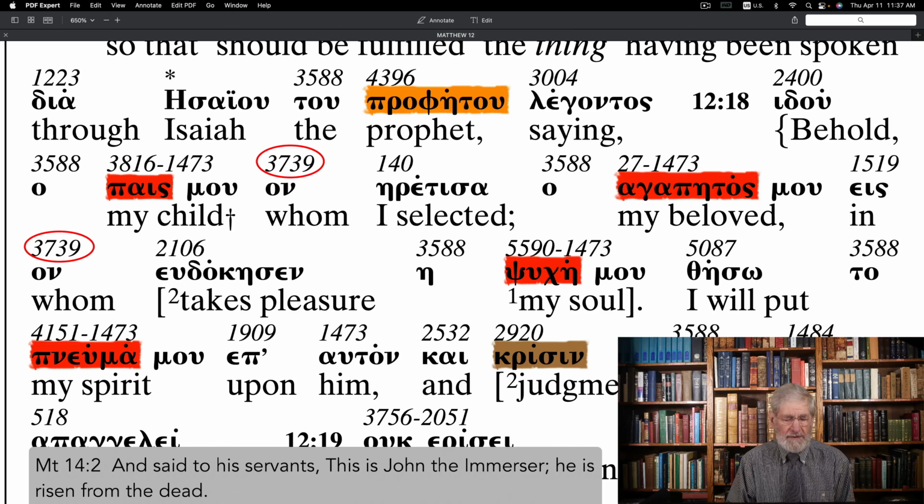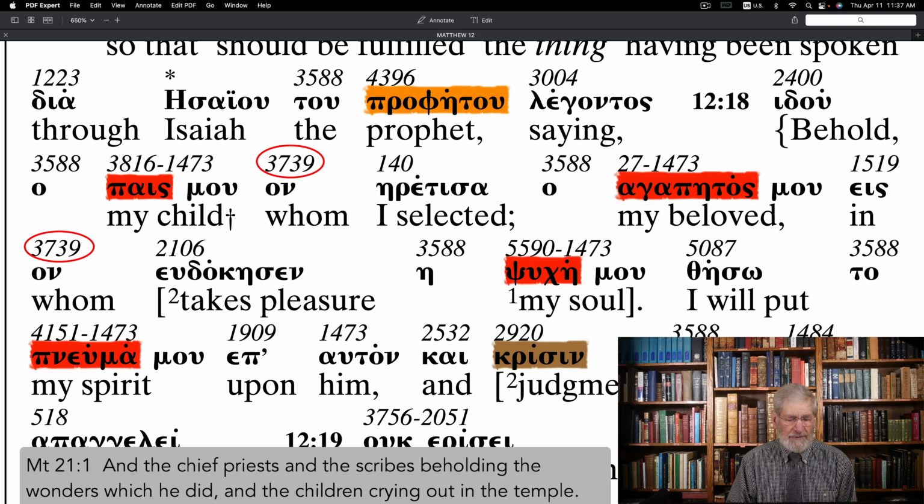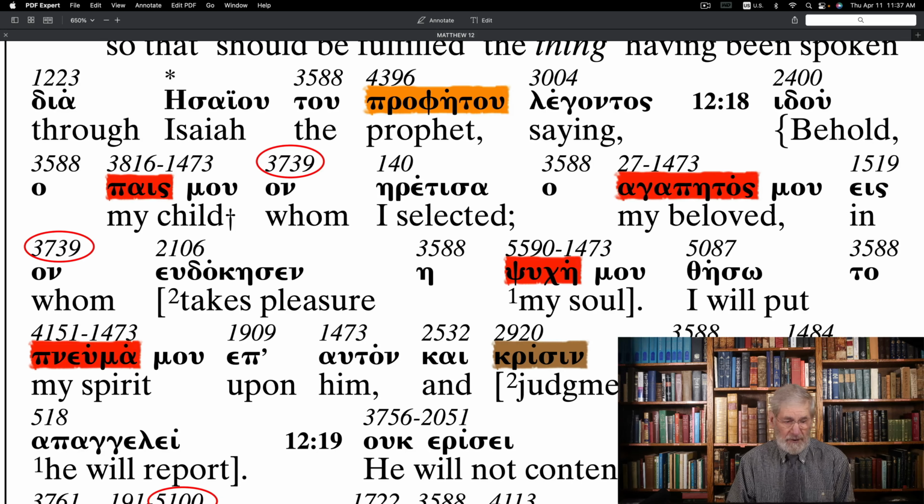Matthew 14:2, "And he said to his servants, This is John the Immerser. He is risen from the dead," and that is Herod, to his servants, not to his children. So his servants would be fine. Matthew 21:15, "And the chief priests and the scribes beholding the wonders which he did, and the children crying out in the temple." Could it be the servants crying out in the temple? That would be a stretch. But I preferred children. Somebody could put servants and have a good argument.